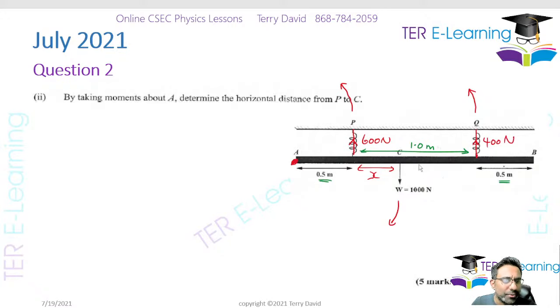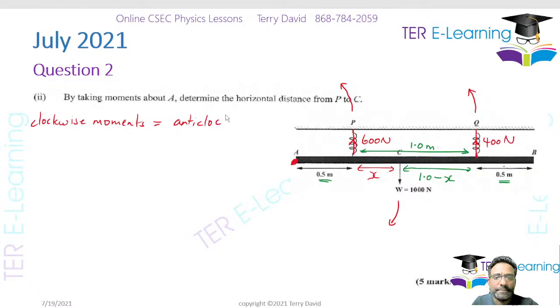Make sure we're doing this correct here. If we know that as 1.0 meters, it means that this distance here has to be 1.0 minus x. So I've labeled my distance PC as x, and I'm working from there now. I could see this question giving some people some trouble. So let's deal with clockwise moments. My sum of clockwise moments is equal to my sum of anti-clockwise moments.